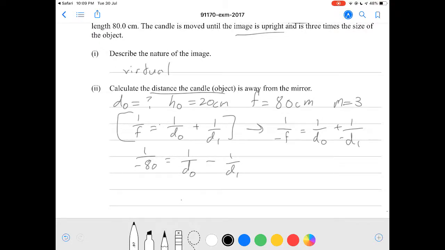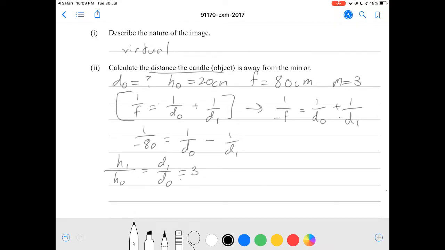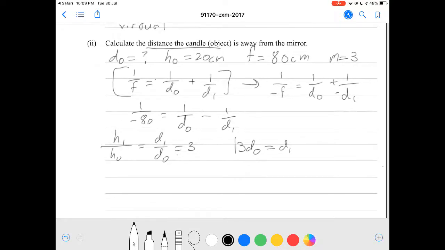Alright, so now we're going to use our HI over HO magnification relationship. So we can say HI over HO equals DI over DO, which equals 3. Our magnification is 3. So you can say that 3 DO equals DI. Now you can substitute the 3 DO for the DI in this formula. So then I can say 1 over negative 80 is equal to 1 over DO, which we still don't know, minus 1 over 3 DO.